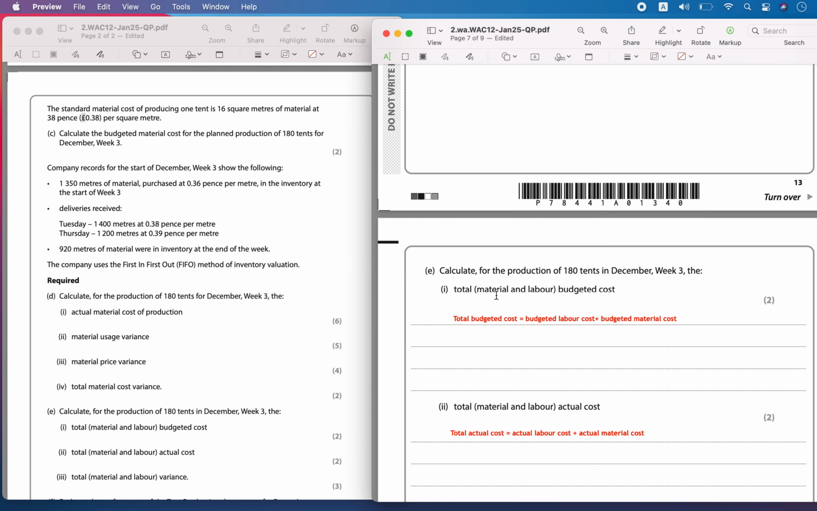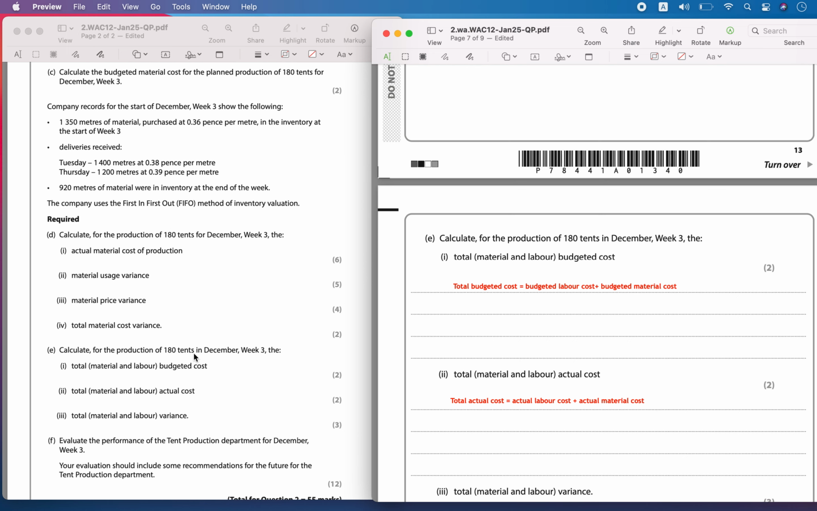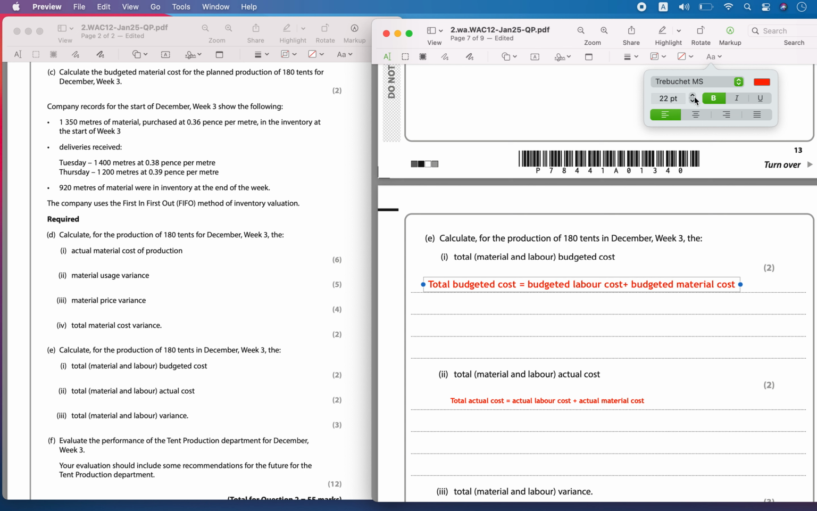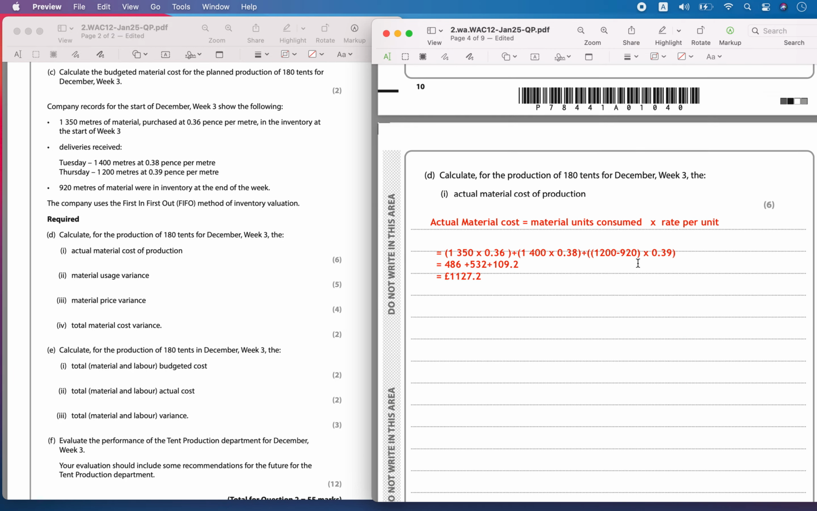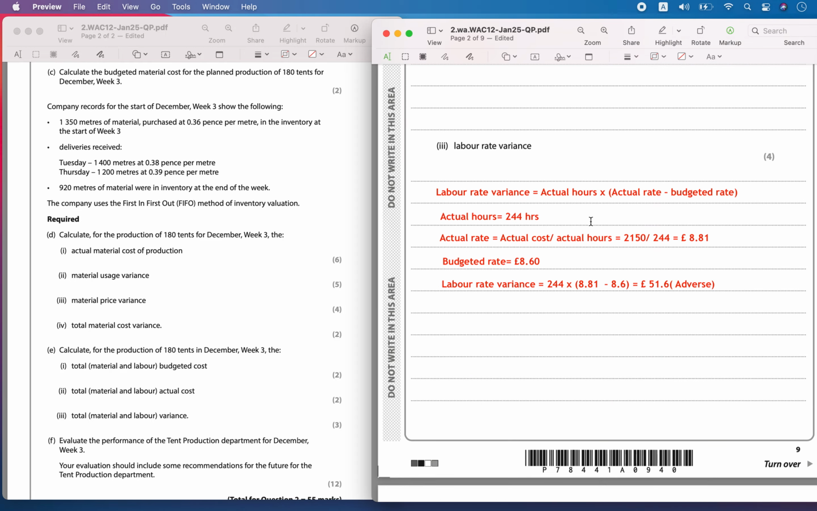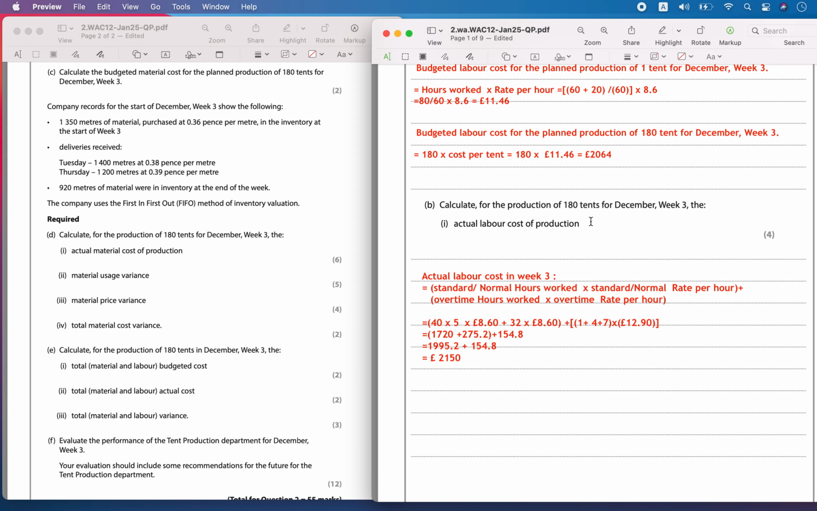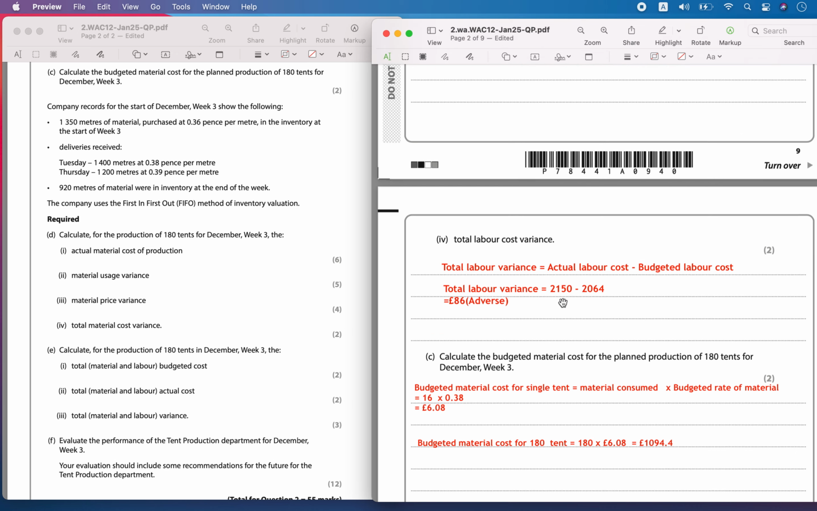So now let's go for the next one. Calculate, for the production of 180 tents in December week 3, the total material and labor budgeted cost. So now we have to calculate the total of everything. The formula is total budgeted cost equals total labor cost plus total material cost. That is the budgeted cost, the cost that would have been incurred. The budgeted labor cost, calculated in the first part of the question, was around 2064.